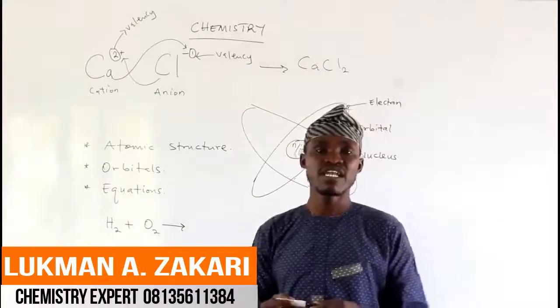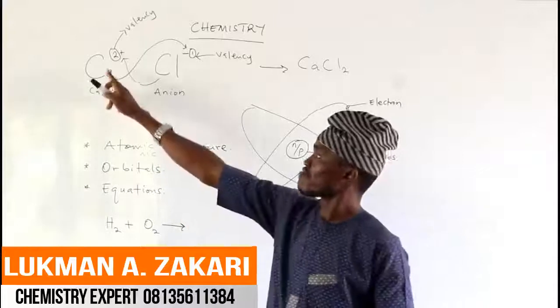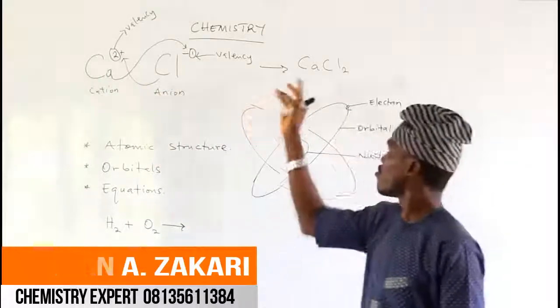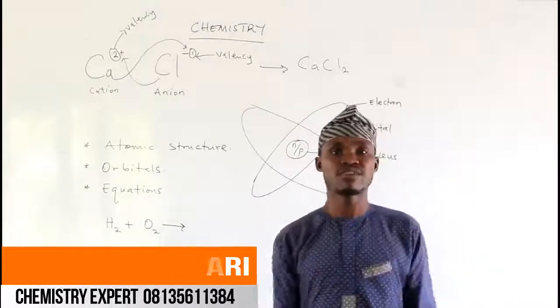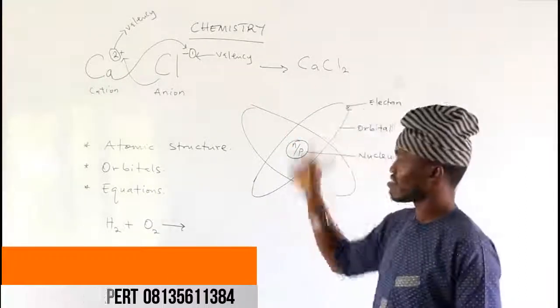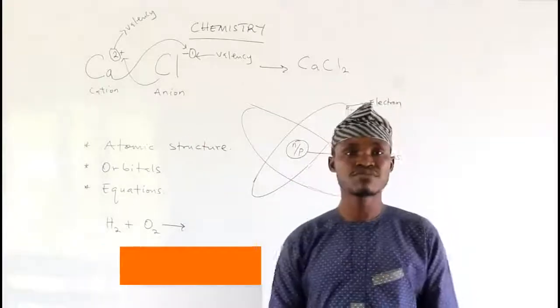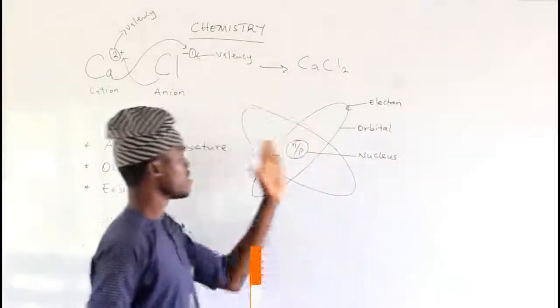Is that taken? Now you see the atoms of calcium and chlorine interchange their valencies to form what? Calcium chloride, as the case may be. That is regarding valence and ions. Then coming to atomic structure. Atomic structure is typically like this.